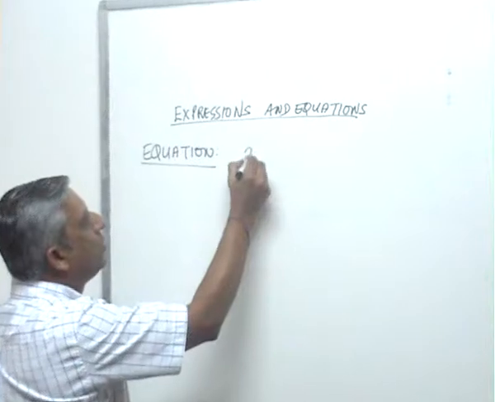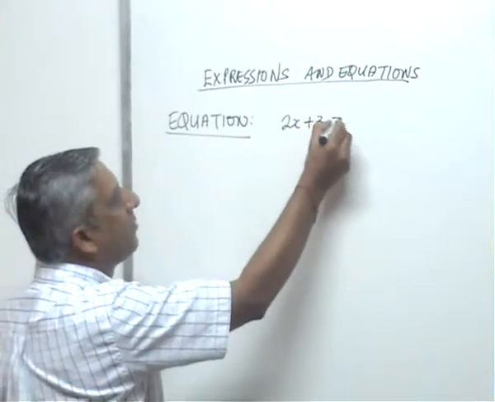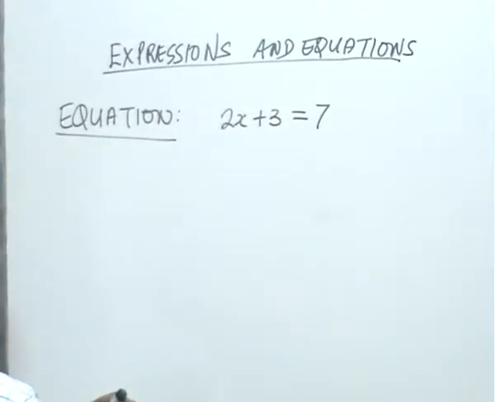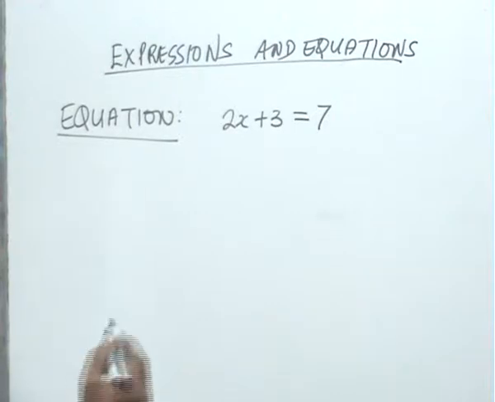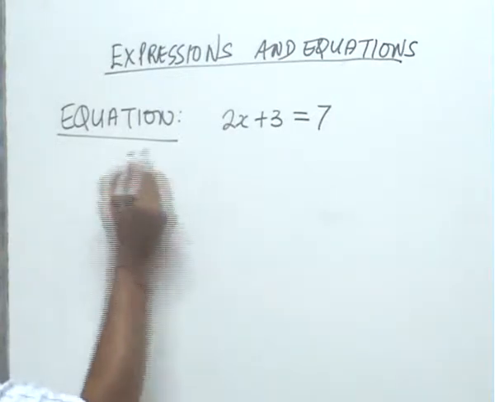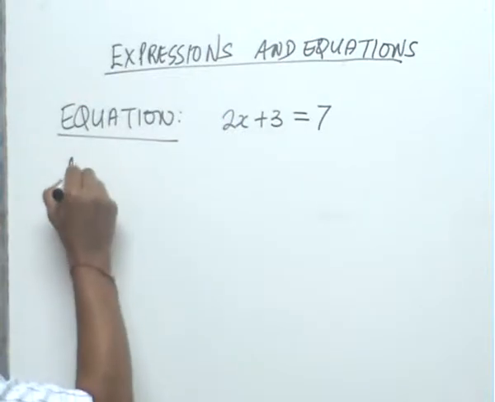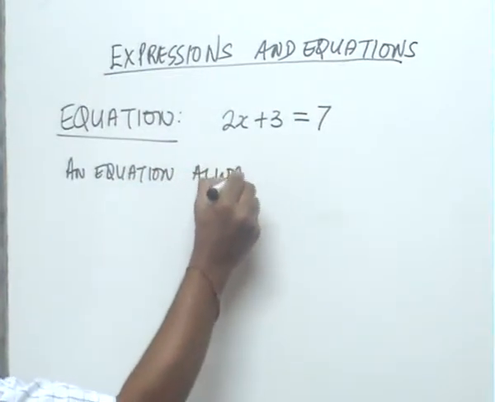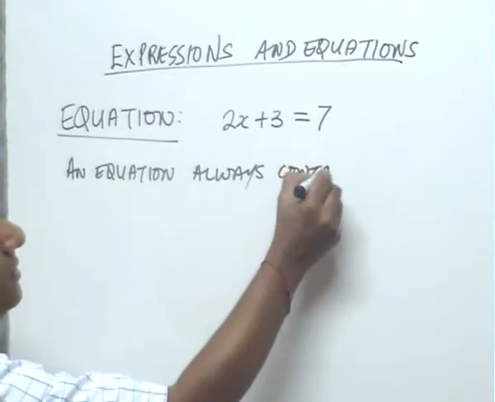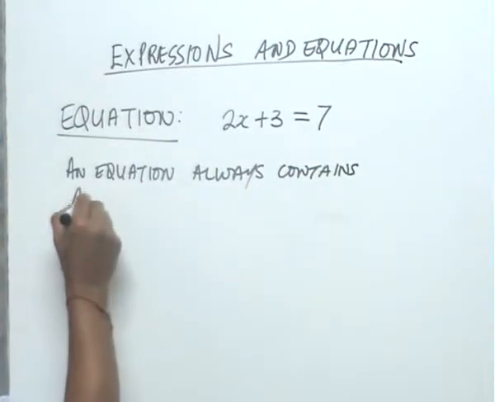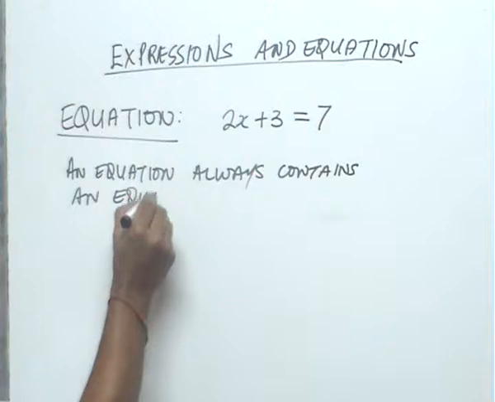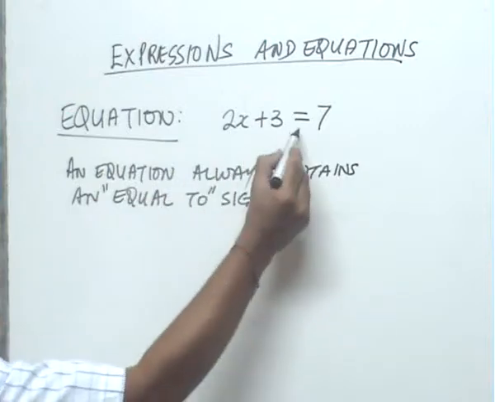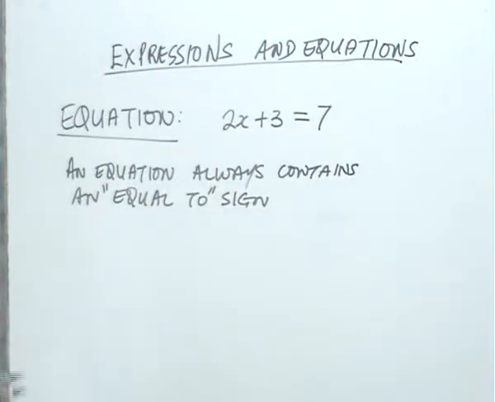You have been dealing with equations, so you know that an equation is 2x plus 3 is equal to 7. Now that's an example of an equation. So, an equation always contains an equal to sign. You see that sign there? It's an equal to sign. So that's what an equation is.